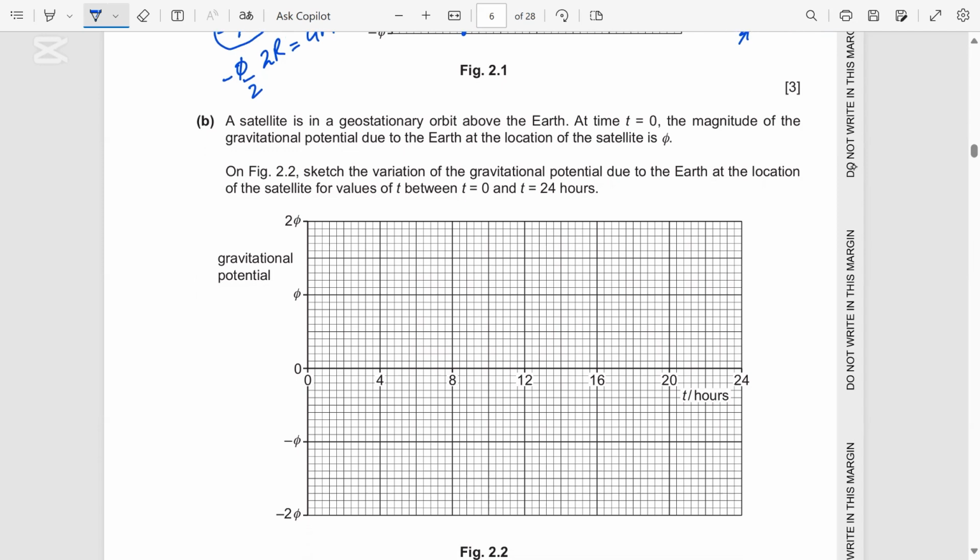What you should consider is that the formula for the gravitational potential phi is minus GM over r, and the gravitational potential is negative. We know that the radius for a geostationary satellite is constant. So the line is going to be a straight horizontal line like this. It's going to be a constant straight line.